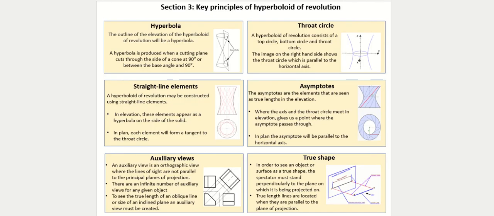For key principles of the hyperboloid of revolution, I didn't go into orthographic projection just because I feel like that is the basics of DCG. It's a step that's necessary for most of all the questions. So I focused on things that I thought were a bit more important, such as understanding what a hyperbola is, asymptotes, auxiliary views, etc.